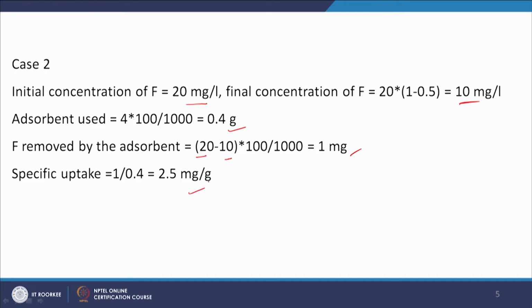So, in the second case the specific uptake is 2.5 mg per gram, but in the first case the specific uptake is 2 mg per gram. So, you see in this case, with the increase of initial concentration we are getting lesser percentage removal, however, we are getting more specific uptake. This is apparently an opposite trend.